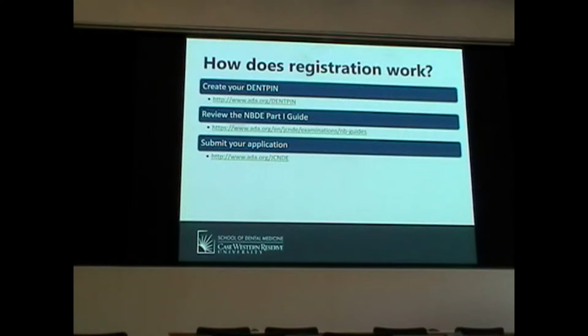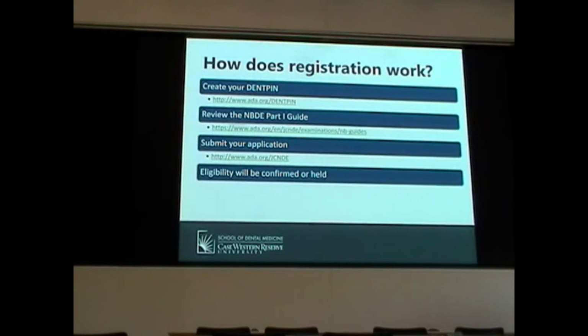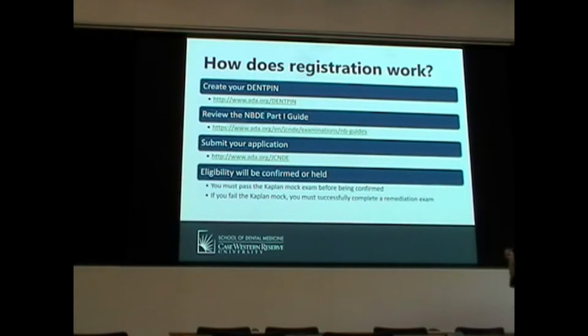So you submit your application, and then that's it. You're done for the minute, right? There's nothing else to do in terms of registration at that point in time, because the next step is eligibility. Okay, and because we are an accredited university, eligibility comes from the university to ADA saying we certify that this person has completed the appropriate curriculum and that they are ready to take this examination. So in order to be eligible, you need to have completed and passed all of your coursework up to this point. That's sort of a given, right?